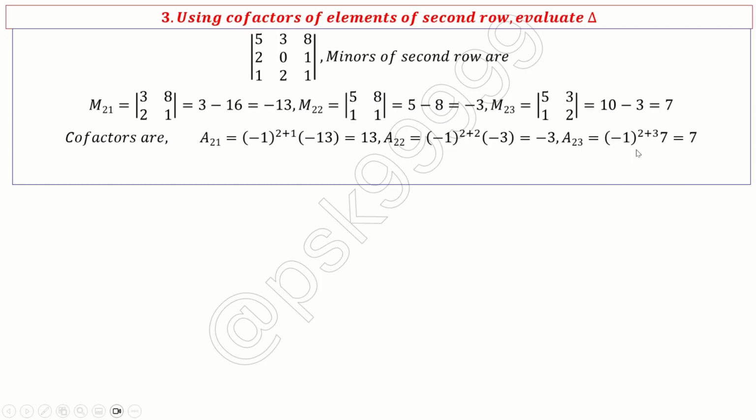A23 is minus, yeah, A23 should be minus 7. Okay, this should be minus 7. Okay, yeah, minus 7. Now you find the determinant. I think this value is wrong now.